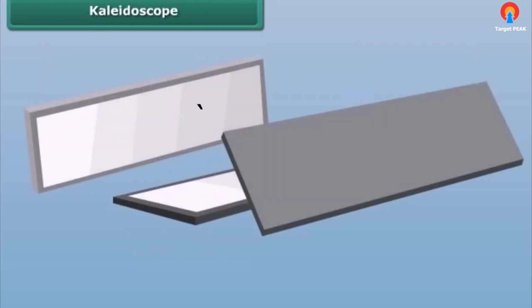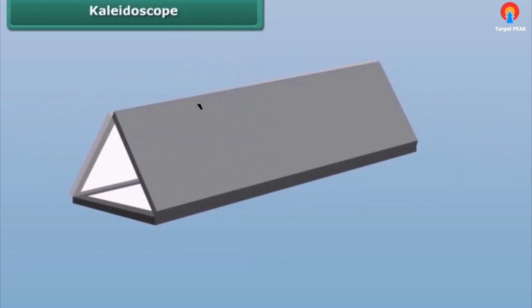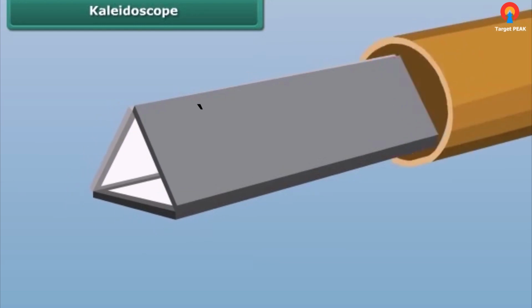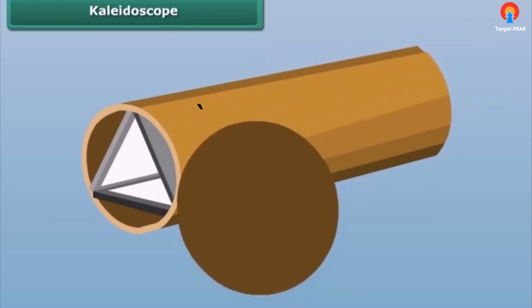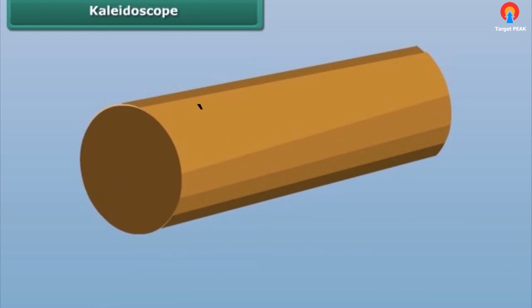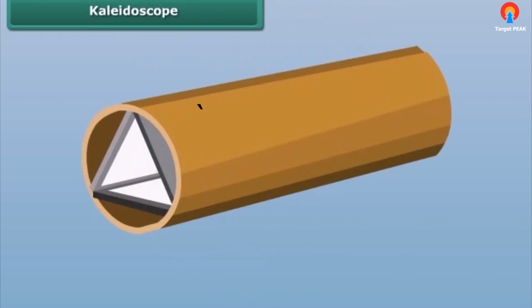Get 3 strips of plain mirrors and join them together to form a prism. Fix them in a circular cardboard tube. A cardboard disc should close one end of the tube. Pierce a hole in the center of this cardboard through which we can see. Paste a piece of transparent plastic sheet under the cardboard disc.